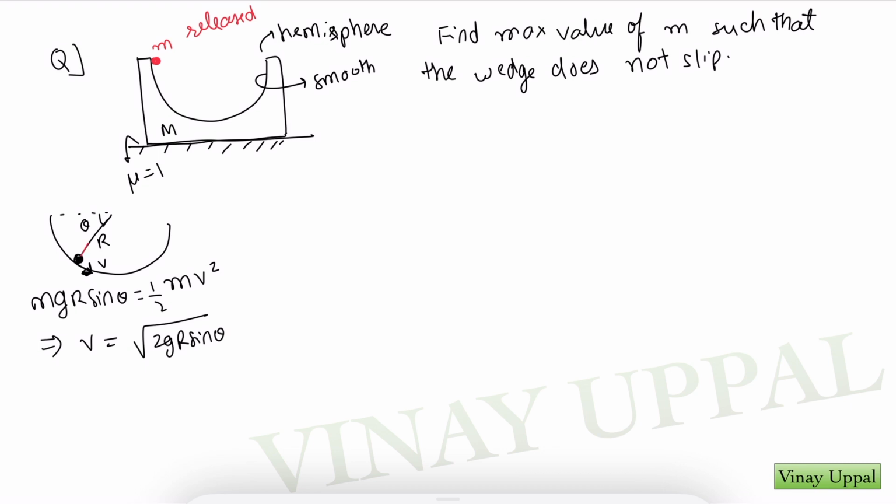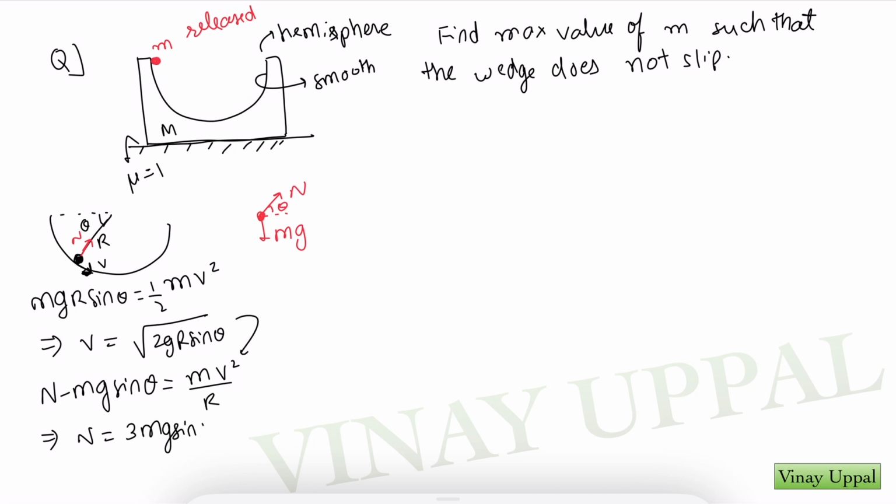And if I were to calculate the normal force on the particle by the wedge, I have gravity as well acting, and this angle is theta. So towards the center, can I write N minus mg sine theta, component of gravity along the normal, should be equal to the centripetal force mv squared by r. So my normal force will come out to be, just substituting v here, 3 mg sine theta. So this is my normal force by the wedge on the particle, and that will also be the normal force by the particle on the wedge.